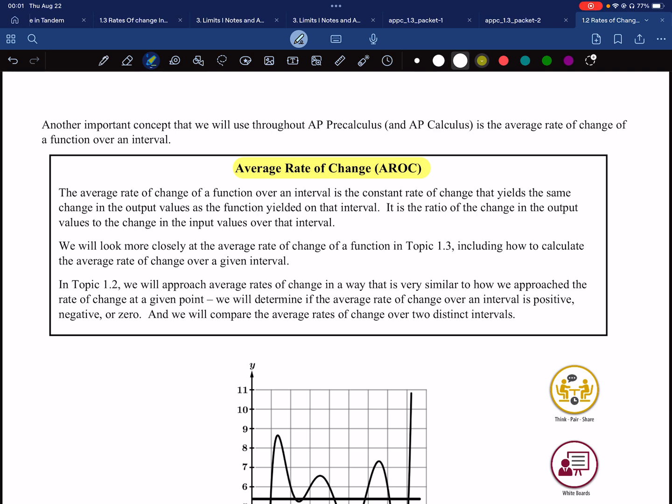So the average rate of change of a function over an interval is the constant rate of change that yields the same change in the output values as the function yielded on the interval. It's the ratio of the change of the output values to the change of the input values over the interval. That right there is the important part. It's the ratio of the change of the output values to the change of the input values over that interval.